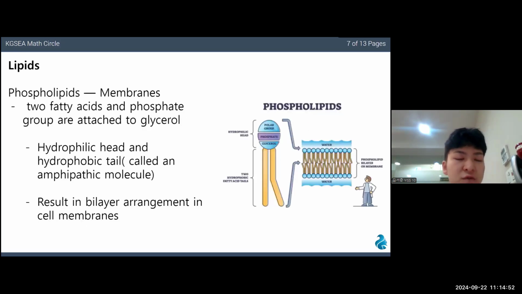The second type, phospholipids, make up the membranes in our cells, and consist of two fatty acids and a phosphate group, which is attached to the glycerol. It has a hydrophilic head and a hydrophobic tail, which is why it's called an amphipathic molecule. This results in a bilayer arrangement in cell membranes because when it comes to water, the head wants to face the water, while the tail runs away from it.